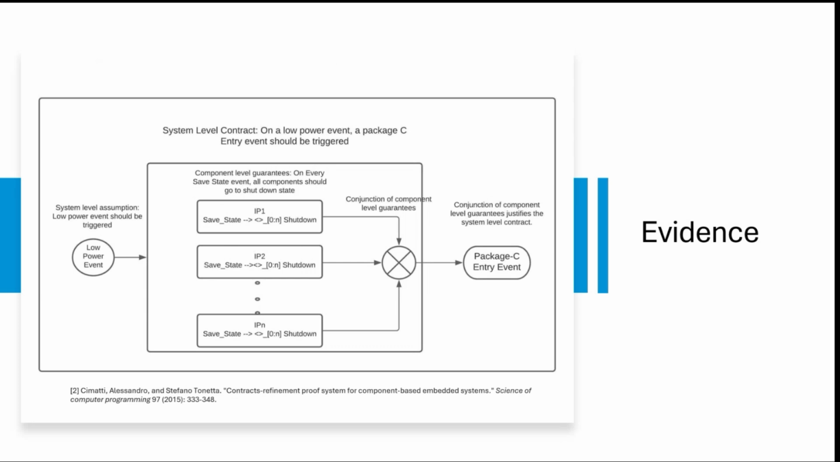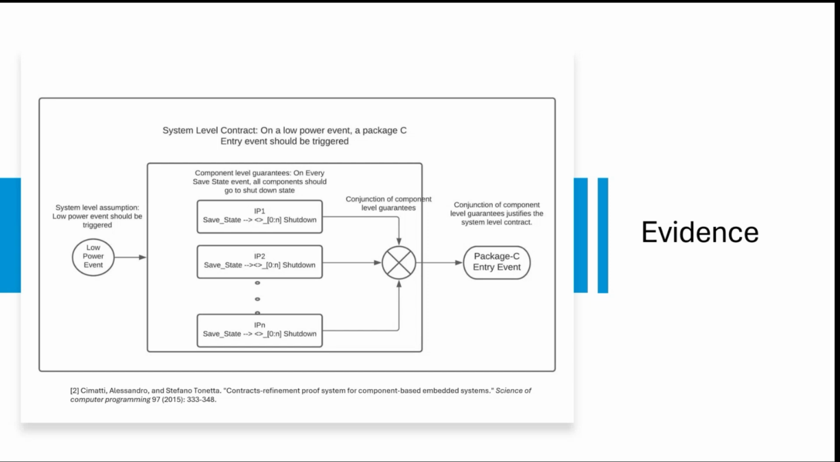So what we did is, for instance, in this slide, I'm showing that I have modeled a system-level contract which says that on a low power event, a package C entry event should be triggered. This is possible when all the corresponding components have done the exit scenario. So we decompose this contract into component-level contracts, and we said that for a given IP, whenever it enters into some save state, it should be in the shutdown state within some time. Likewise for IP2, similar behavior exists. There can be different behaviors, but from this example's perspective, which is pretty simple, every IP should behave in a similar fashion.